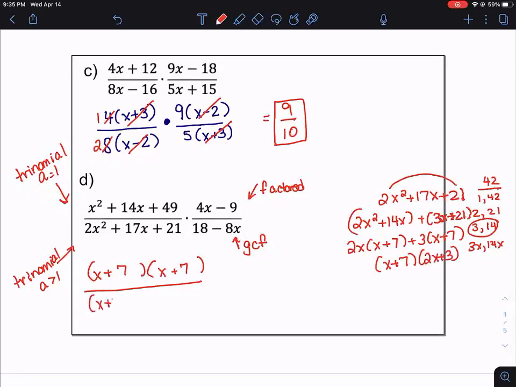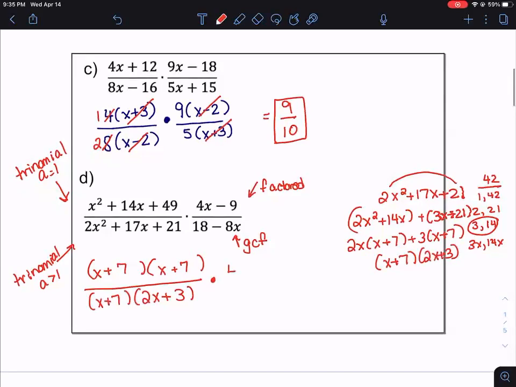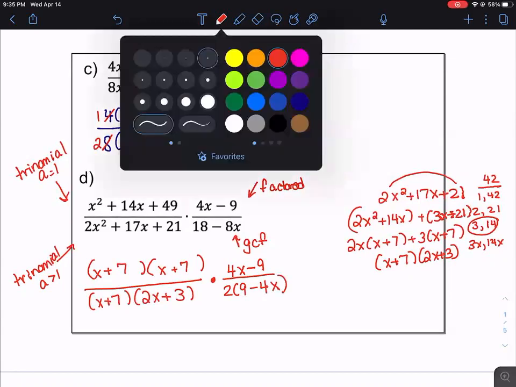Okay, and I'll give you guys a moment to catch up and check your work or make any corrections. The numerator on the second fraction is not going to factor. The denominator will factor with a GCF of 2. And now we have no coefficients, so we'll start reducing.